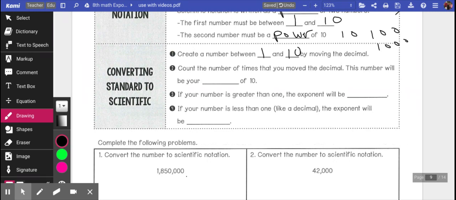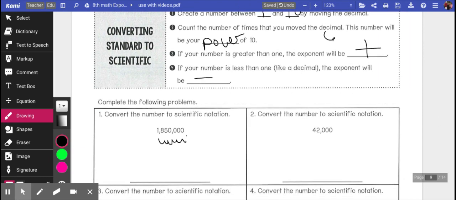So we need to move it back 1, 2, 3, 4, 5, 6 spaces. We count the number of times that we moved it, which was 6, and I'm going to put it right here. This number will be our power of 10. If your number is greater than 1, the exponent is going to be positive, which is what we just did. If the number is less than 1, like a decimal, our exponent is going to be negative.